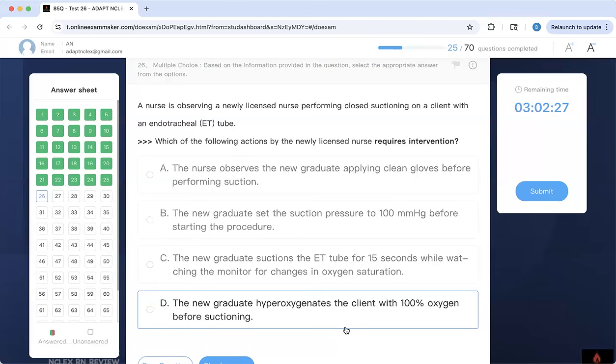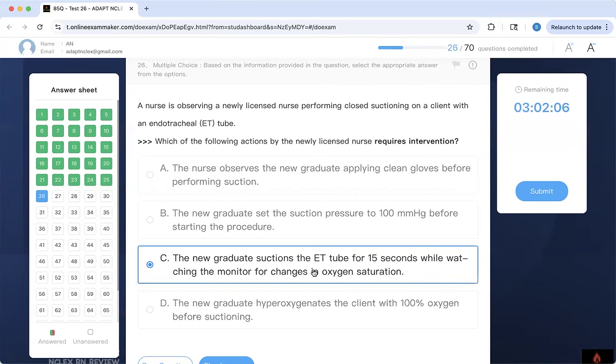You know it, suctioning requirements and the things you're supposed to do before you suction. This is what they put in the question. So check which one you think requires intervention. That's all. If you know things about suctioning, you pick the answer straightforward. Pops out like a candy. But I can tell you, C is the right answer.